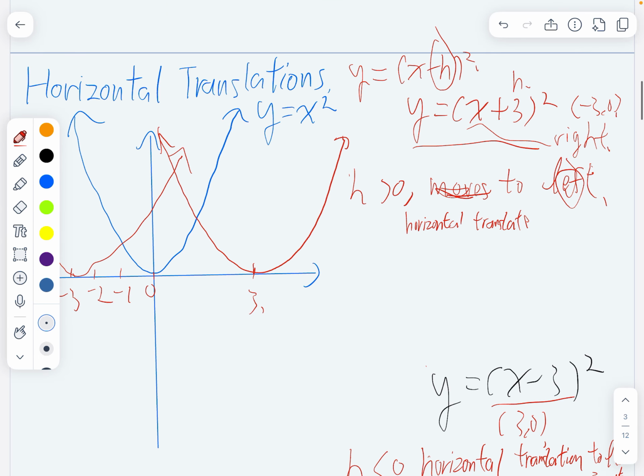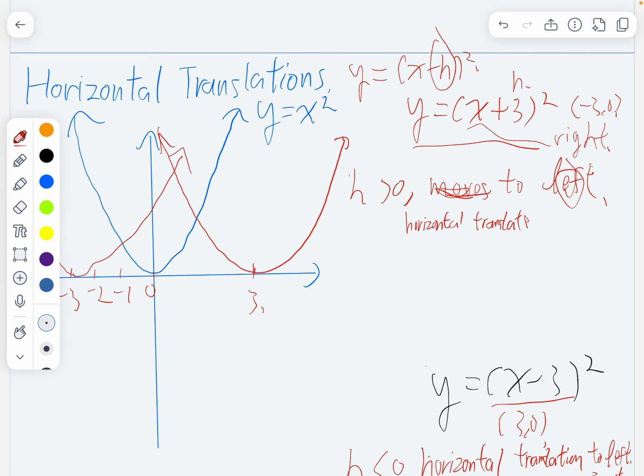The second one is called horizontal translations. That means the picture can move left or move right. For the first one, y equals (x plus 3) squared, this form is the vertex form. So we can easily find the x-intercept, which is negative 3. Now we can draw the graph here. We can see that this graph moves to the left 3 units.